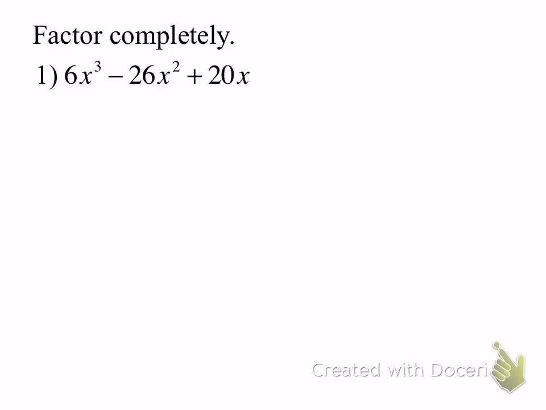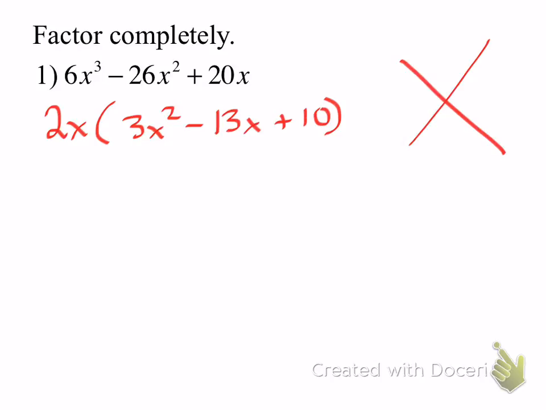Okay, so what do we do first here? Gabby? Find the common denominator. No, not a common denominator. Sorry. Greatest common factor, which is 6. What is it? It's not 6. Okay, what is it? It's 2x. Good. And what's left? 3x squared minus 13x plus 10. Good.